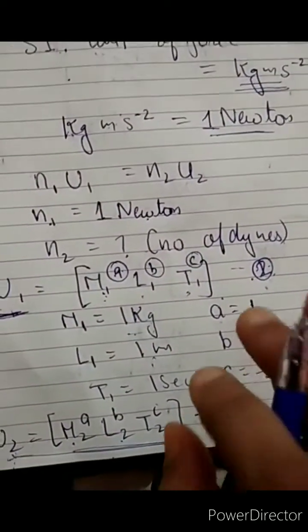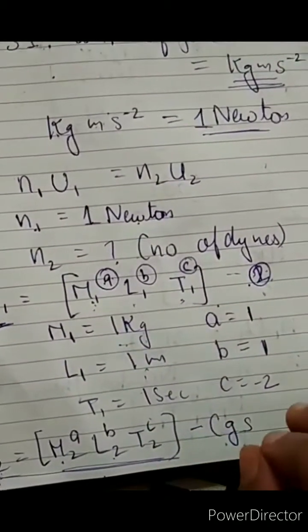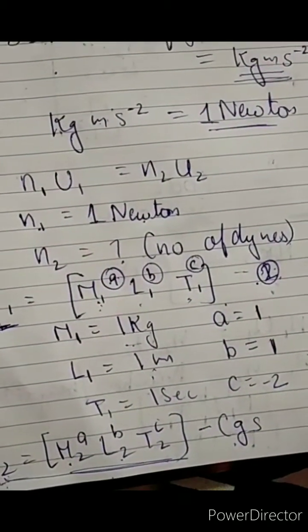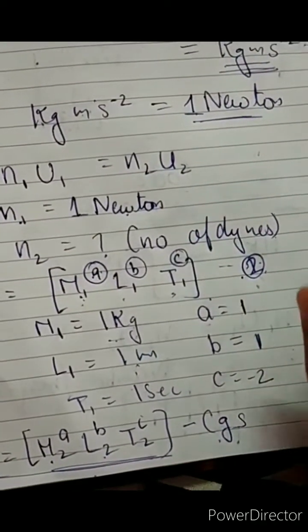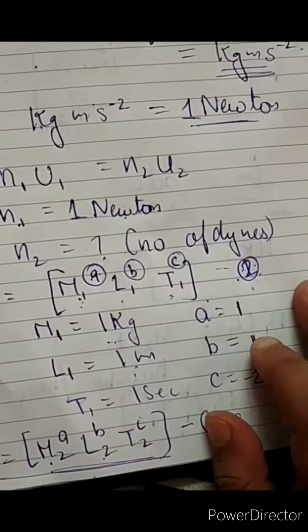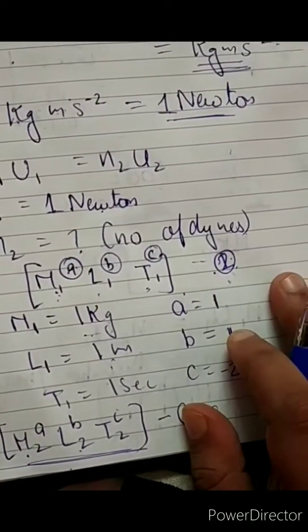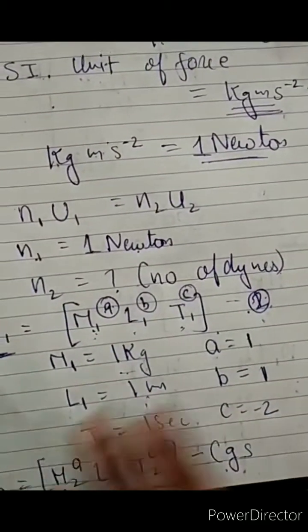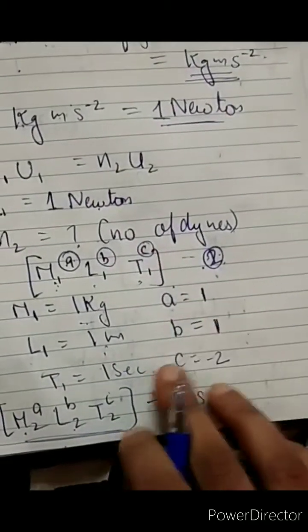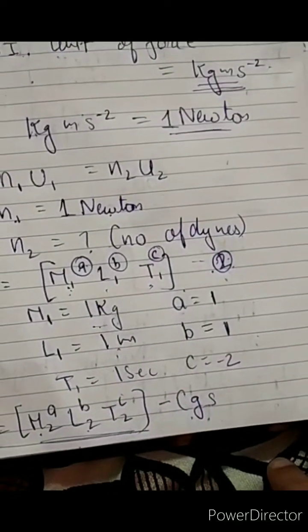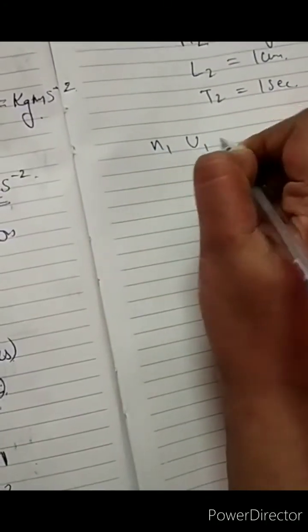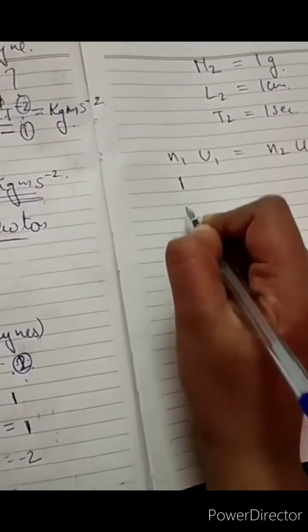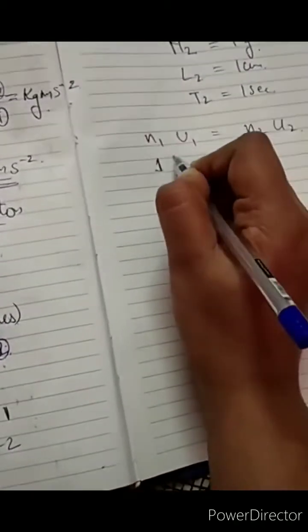Okay, fine. Now I don't know the value of A, B and C, but I know the value of A, B, C also. A equals to 1, B is equals to 1 and C is equals to minus 2. So okay, let's get into the procedure. We have N1 U1 is equals to N2 U2. Formula is, what is my N1? N1 is 1 Newton. What is my U1?